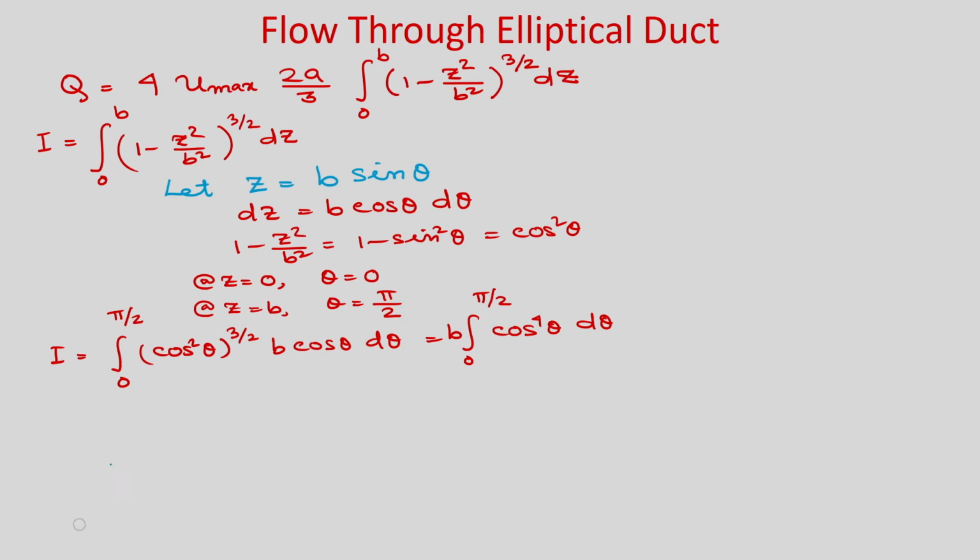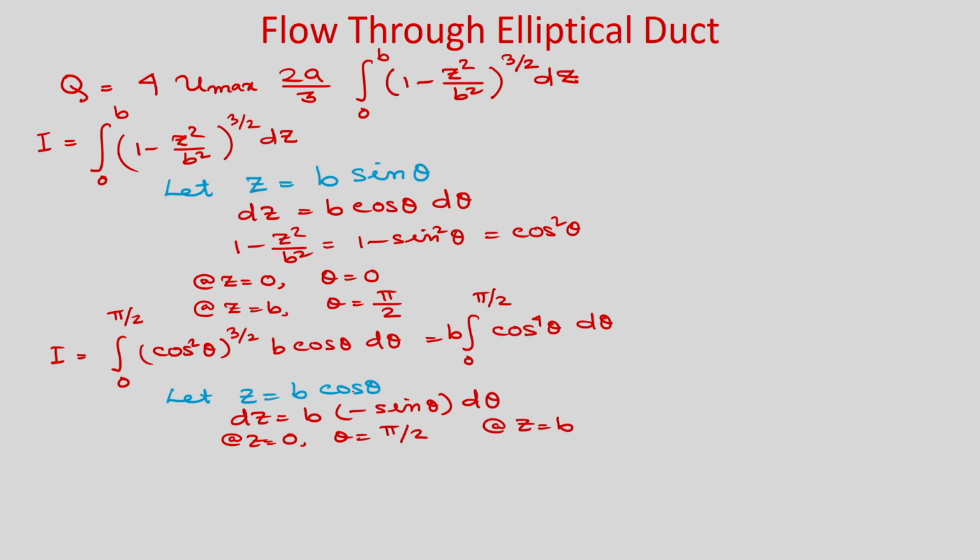And again let us write that z is equal to b cos theta. If z is equal to b cos theta, then we can find dz is equal to b times minus sin theta d theta. And if you see the limit, at z is equal to 0, obviously cos theta is equal to 0, and cos theta is equal to 0 means theta will be pi by 2, and at z is equal to b, obviously cos theta is 1. So, theta will be 0. So, now we can write this integral.